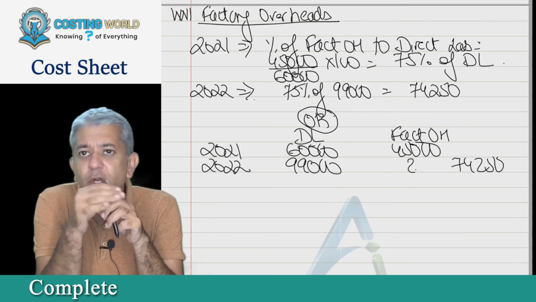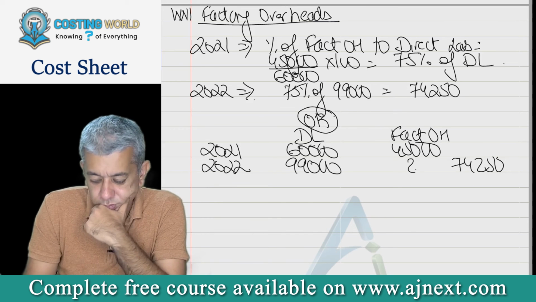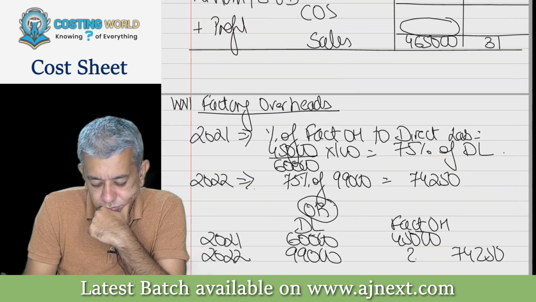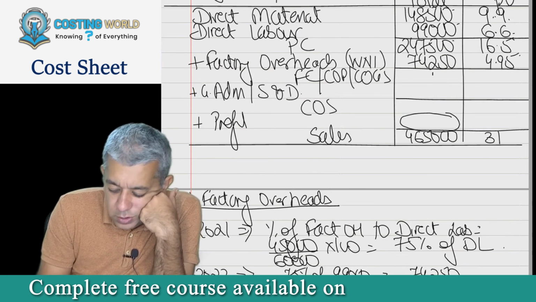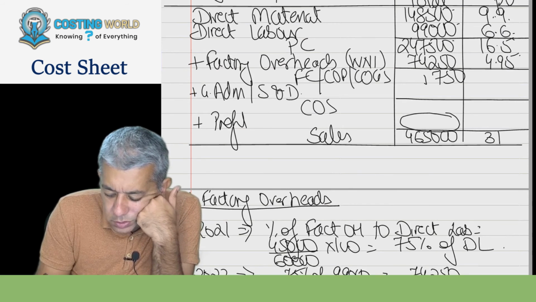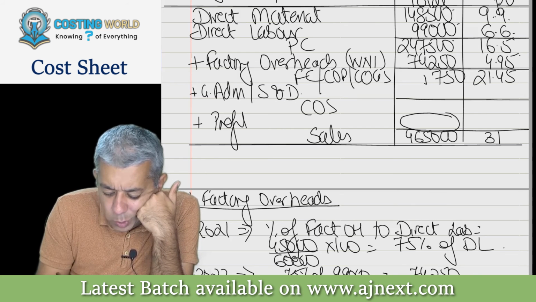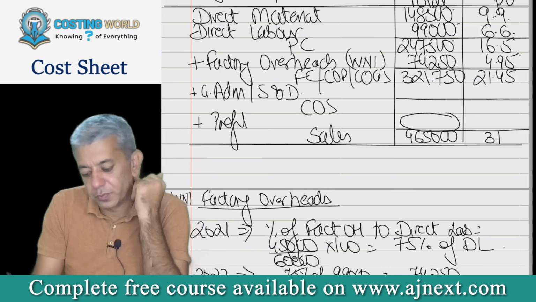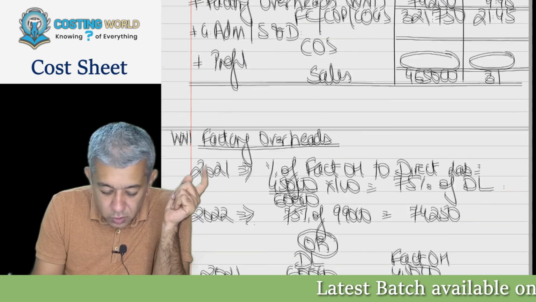Once it is done, please reach till factory cost, everybody. So this figure is how much? 21.45, and the total figure is how much? 321,750. Okay. One last thing is left, and then I will finish the question.